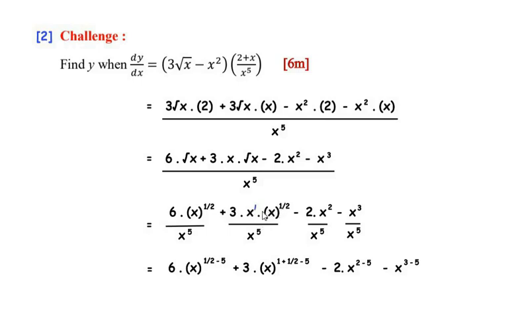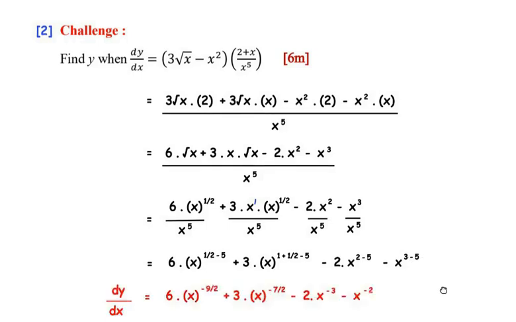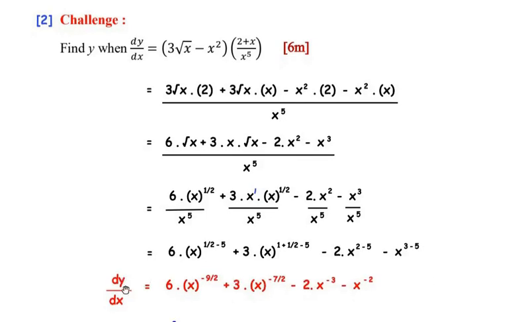So using the product law of indices, the powers for these two will get added up minus the power in the denominator. So this term becomes 3 times x to the power of 1 plus 1 over 2 minus 5 minus 2 times x to the power of 2 minus 5 minus x to the power of 3 minus 5. So this is the further simplification of dy by dx.